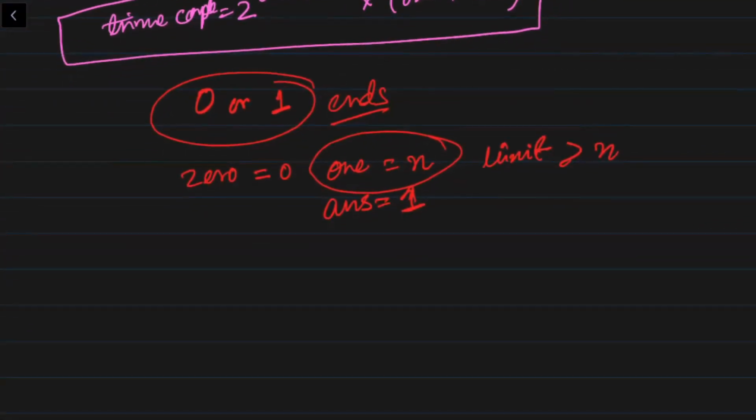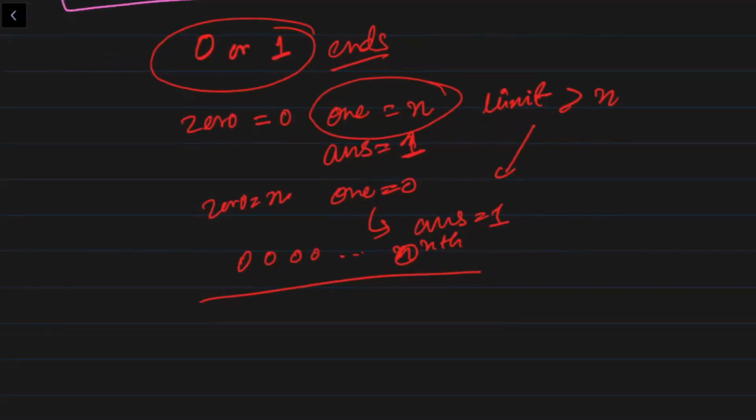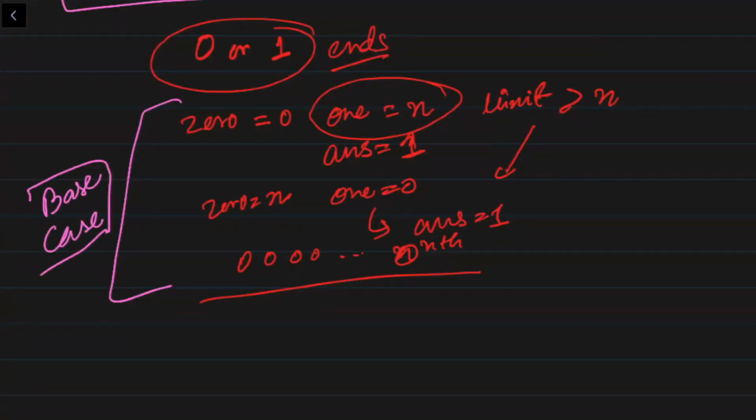And vice versa, let's say 0 is equal to n and 1 is equal to 0, and the limit is again the same condition. For this also our answer is 1 because here we have to take only 0s, 0, 0, 0 till n zeros, right? So for both these conditions the answer is always 1. So these two are our base cases.